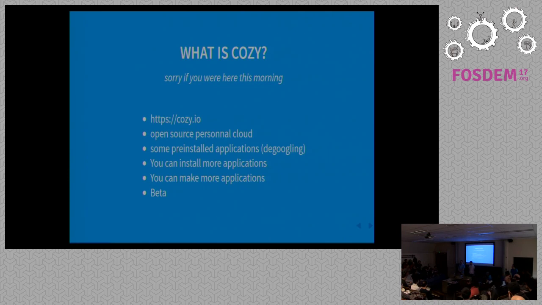Okay, so I'm going to start first. What it is, and then I will explain our talk more today. So you have the address, it's cozy.io. It's an open source personal cloud platform. What does it mean as a platform? The aim for us is to have some basic applications pre-installed, so contacts, calendar, files. But more importantly, the fact that developers can develop applications for it, install more applications, and make more applications. And currently it's a beta software.